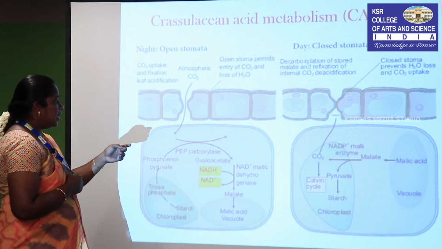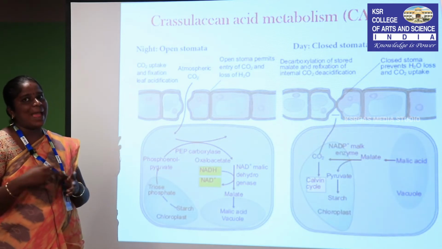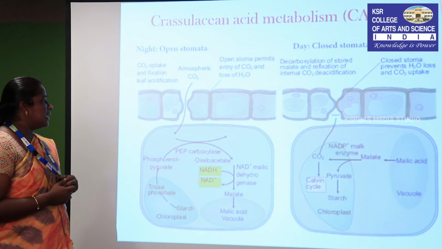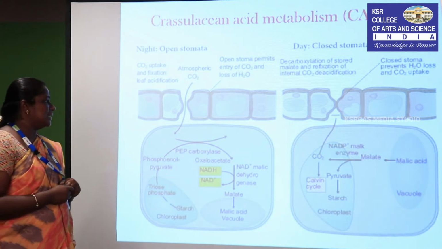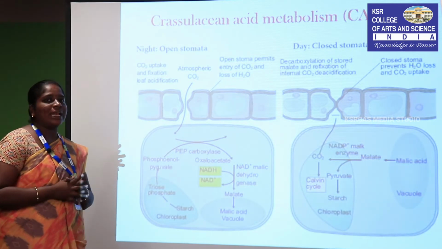Oxaloacetate is converted into malate, which is converted into malic acid. These processes are involved in the vacuole. At that time, the enzyme malic acid dehydrogenase is involved, and NADH plus is converted into NAD.